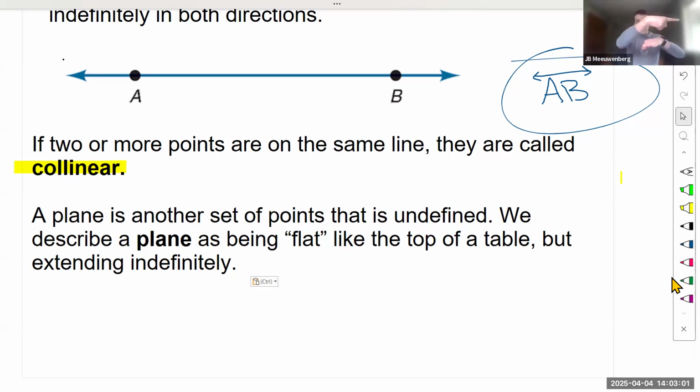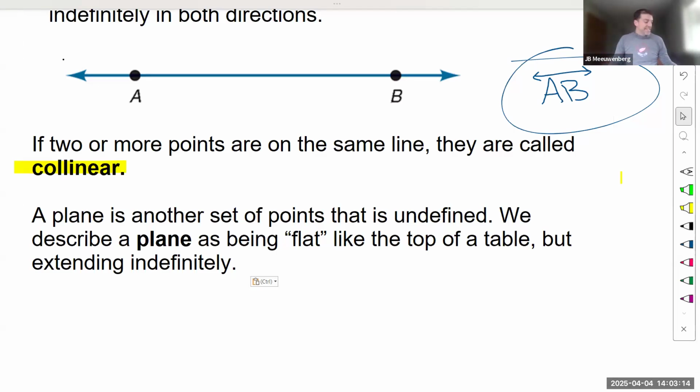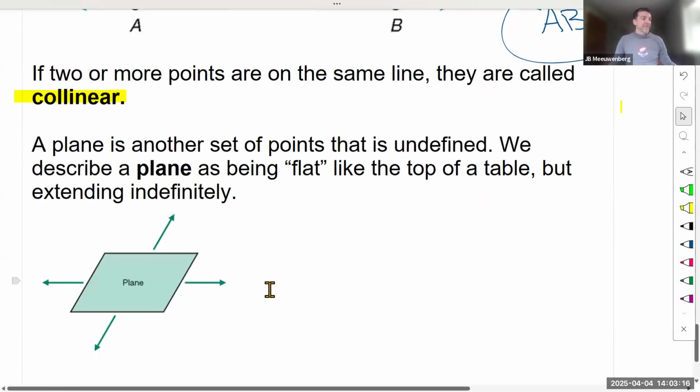So a line is just, with your finger, it goes in a straight line, but then the plane is a flat space. Again, like the table that they might even be writing on. But it does also, like a line, extend indefinitely in all directions. So it's flat and it goes in all directions.